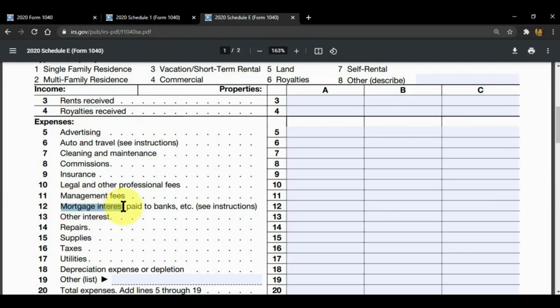Mortgage interest, possibly a big expense if you had to borrow money to buy the property. And just like we've seen before last semester, the bank or financial institution will issue a Form 1098 showing the amount of interest that was paid during the year. And if it's not a financial institution and you're paying interest maybe to the original seller you bought the property from, it may go down here in line 13.